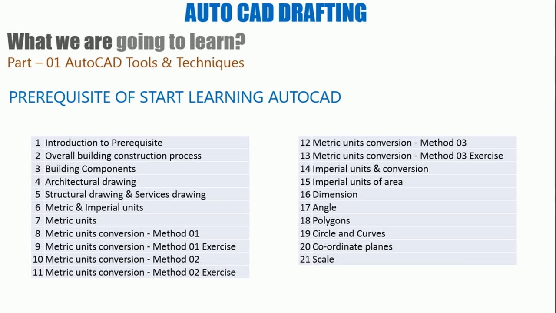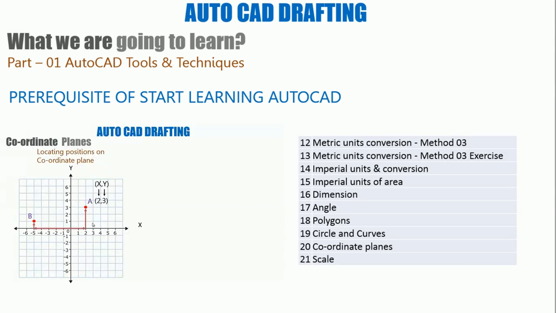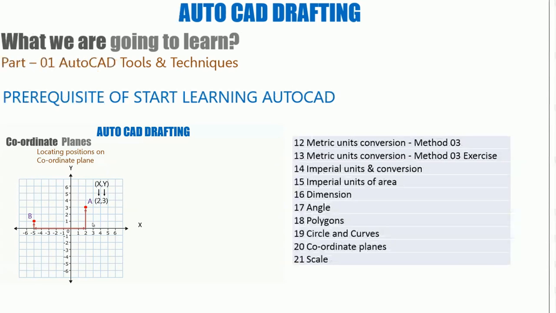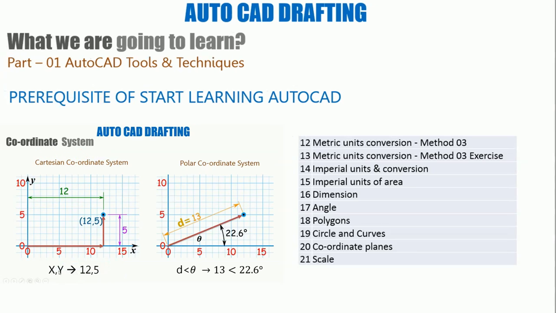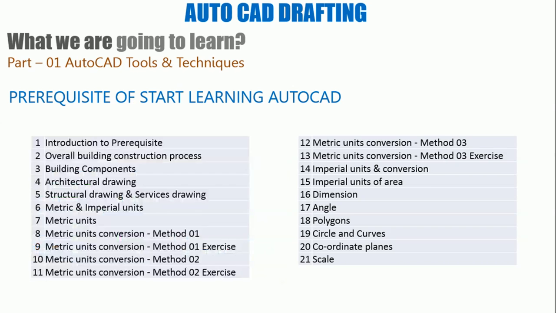Section 20, coordinate planes. So -5, 1. That is the coordinate. -5 is the x-axis and 1 is the y-axis. So here we have x, y, and here we are giving one distance and angle.